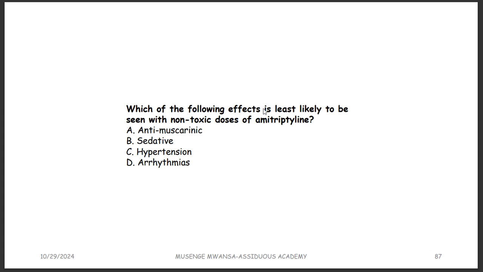Which of the following effects is least likely to be seen with non-toxic doses of amitriptyline? Remember, amitriptyline is a tricyclic antidepressant. Antimuscarinic, sedative, hypertension, and arrhythmias. Which one can we pick? Antimuscarinic is true. It can also lead to sedation, depressing the central nervous system. That's also true. But by working on alpha 1, it causes hypotension, not hypertension. These drugs can also cause arrhythmias. So I would go with C.